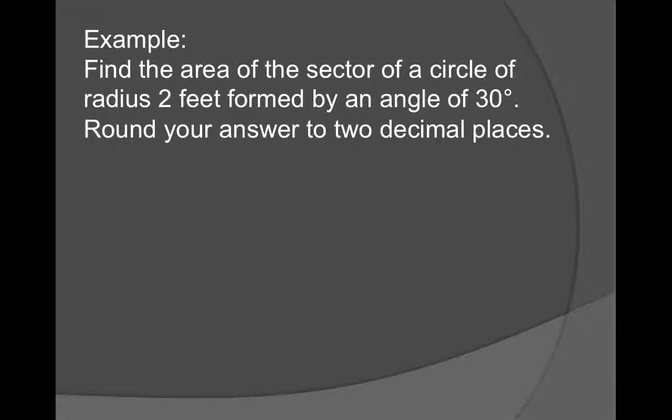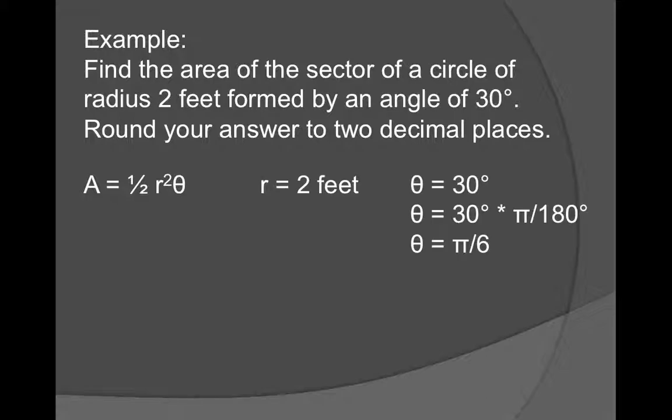Let's look at an example. Find the area of the sector of a circle of radius 2 feet formed by an angle of 30 degrees. Round your answer to 2 decimal places. So first of all, I know I'm going to use the formula for the area of a sector. 1/2 r squared theta is going to give me my area. And I'm going to remember that theta must be in radian. My radius is 2 feet. My theta is 30 degrees.